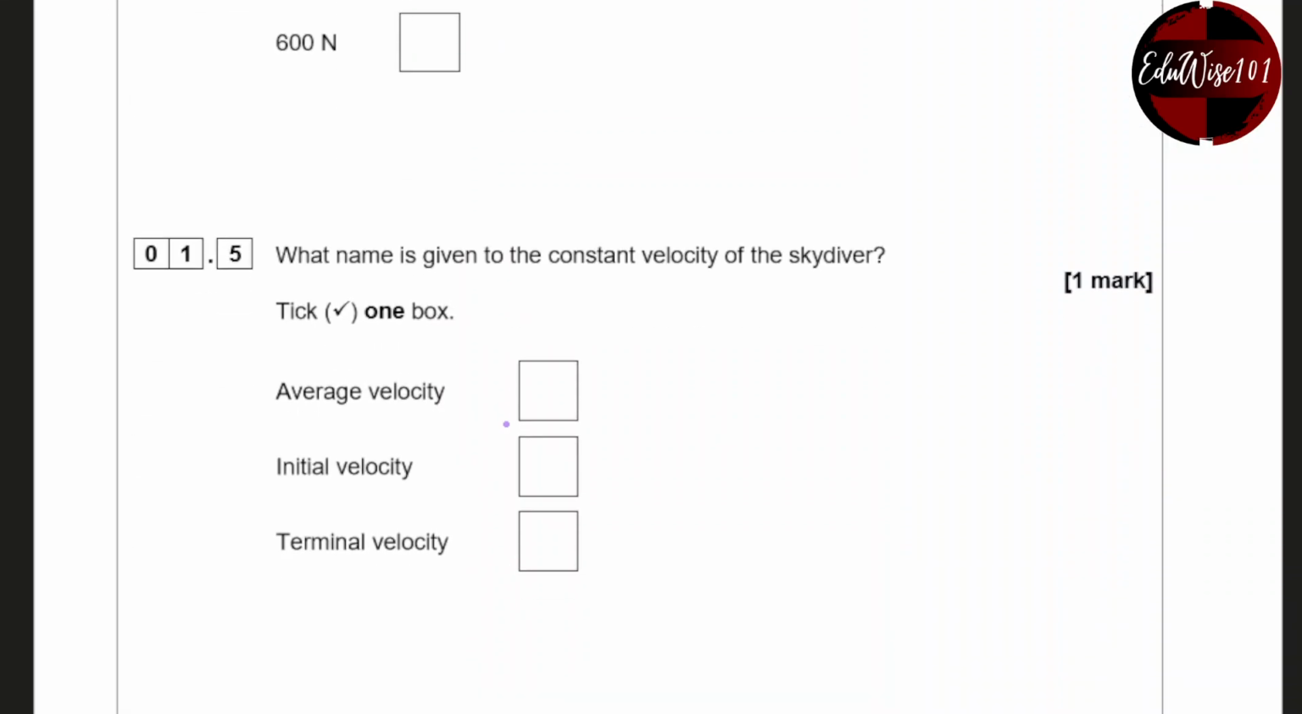What name is given to the constant velocity of the skydiver? And this is terminal velocity. Terminal velocity is the maximum velocity reached by an object when it's falling through the air.